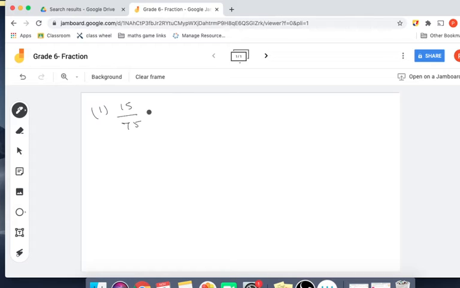Okay, let's check the answer. What you have done, you have directly divided it with 15 or you have divided it with 5. Okay, I'm dividing by 5. 5 threes are 15, 5 fifteens are 75, and now I am dividing it with 3. 3 ones are 3, 3 fours are 12. This is your answer for question number 1.